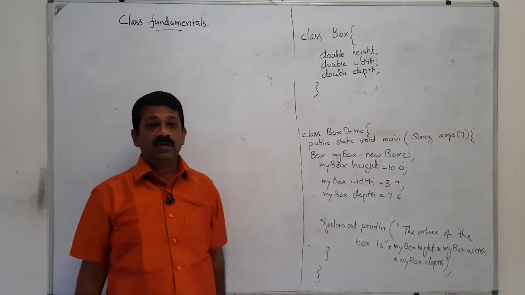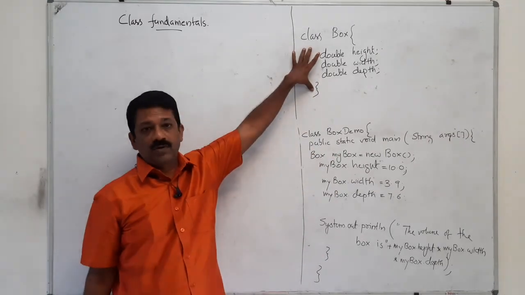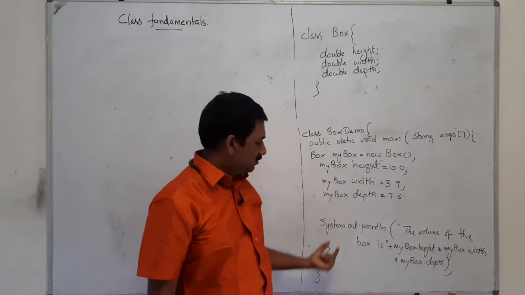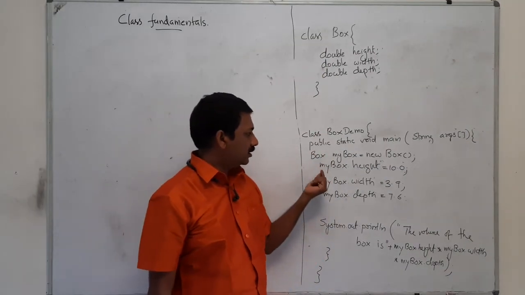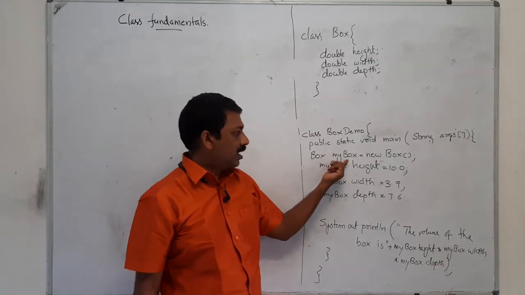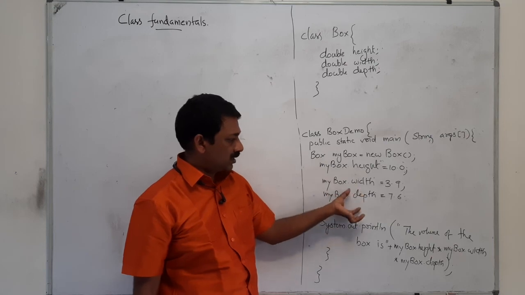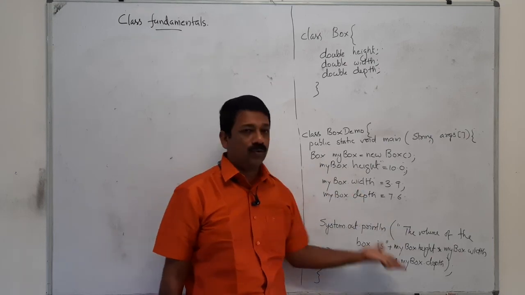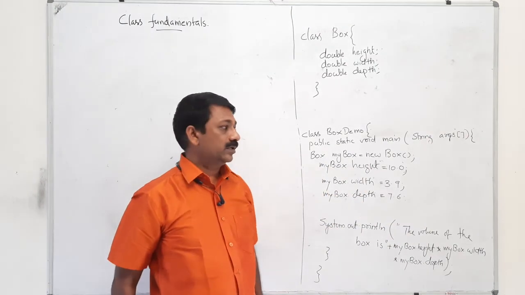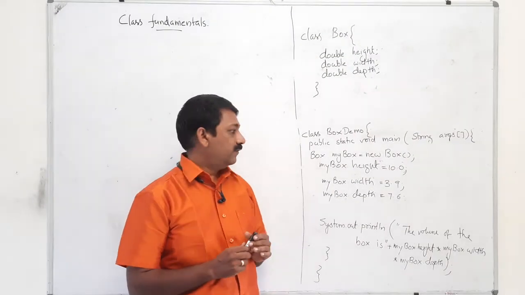Your discussion on classes. Here we have a class called Box, and in this BoxDemo example, we have created a myBox object, and the parameters of that object are assigned, and we have found out the volume of the object.